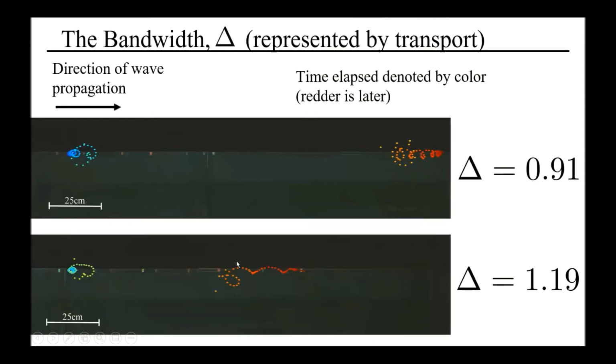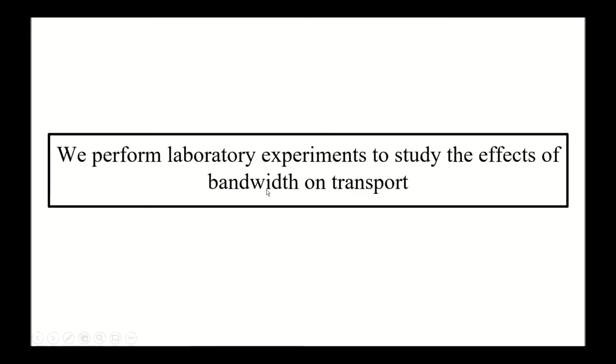So what we see here is that the width of the breaking region shrinks down as you increase the bandwidth. And you can get this intuition just from the knowledge that when you have a function that is very wide in frequency space, it can get very narrow in real space. And so that intuition applies here. So what we're specifically looking at in these experiments is the effect of bandwidth on the transport.